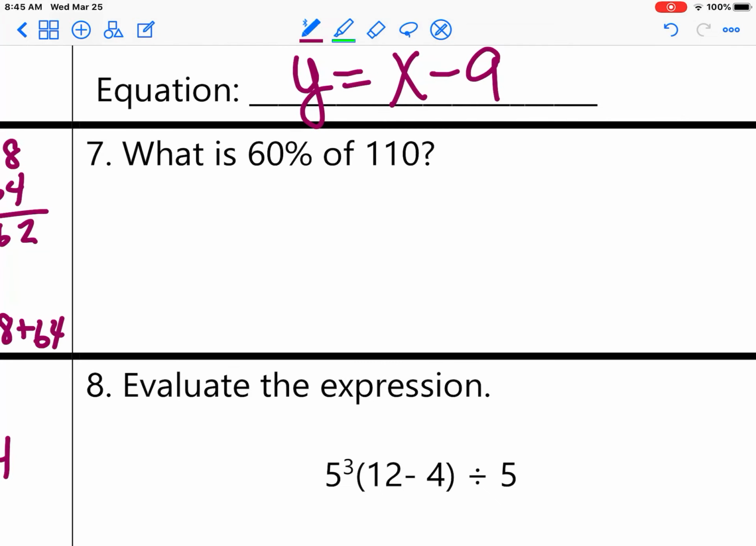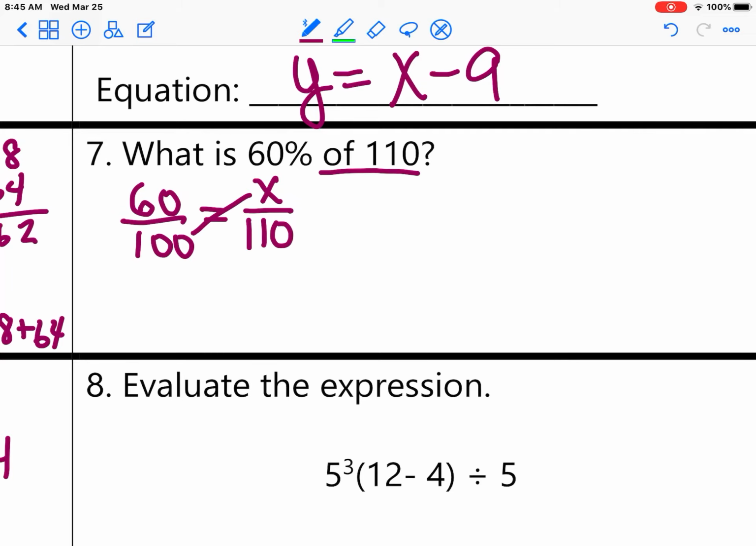Number 7, what is 60% of 110? Now, I've showed you 2 ways to do this. The first one is to make a percent proportion. You put your percent over 100, because that's what percent means. It means out of 100. You make a proportion with is over of. We have a whole here, so the whole goes on the bottom, and we're looking for the part. Then we butterfly, multiply, divide by the lonely guy.